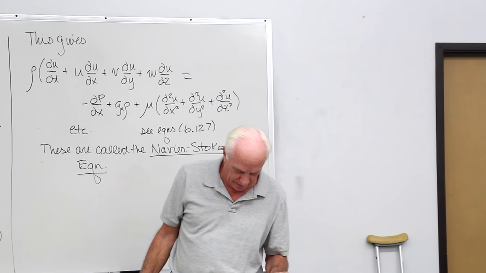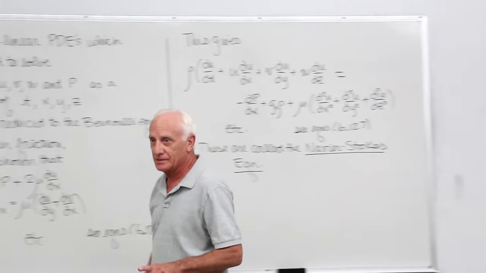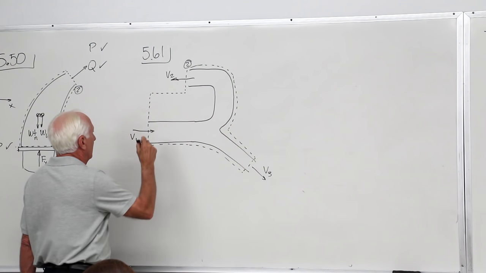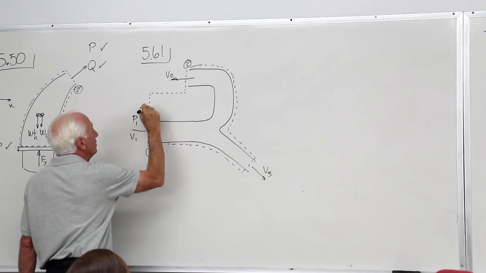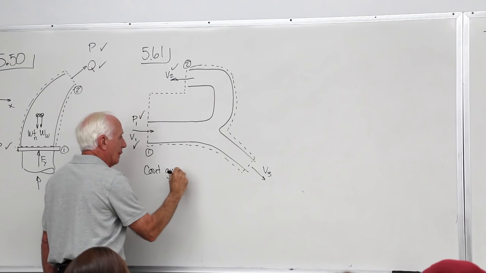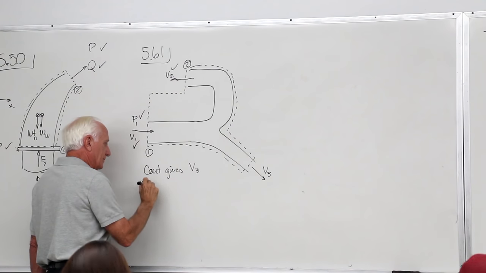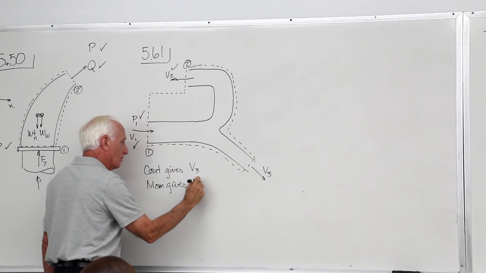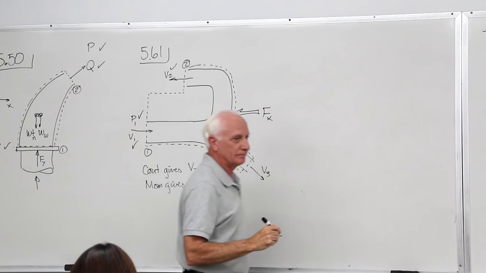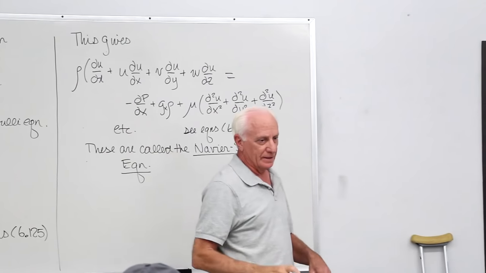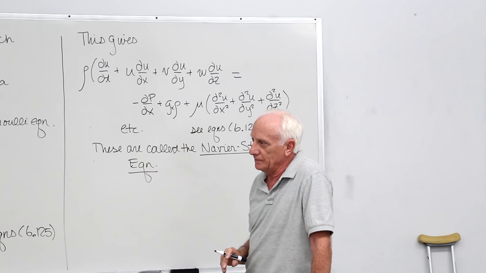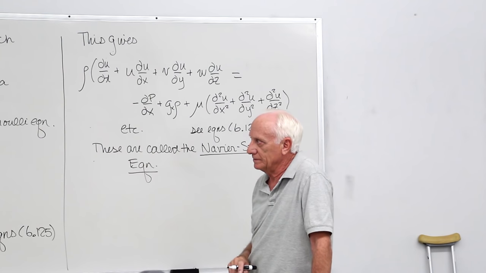We know P1, and here's a key thing. Water discharges into the atmosphere. Thank you very much. P3 is zero. P2 is zero. He told me it discharged to the atmosphere. And I know P1, I know V1, I know V2. Continuity gives V3. Momentum gives the force in the X direction. Just so you know how to solve for V3, continuity: V1 A1 equals V2 A2 plus V3 A3. The only unknown is V3, solve for it.